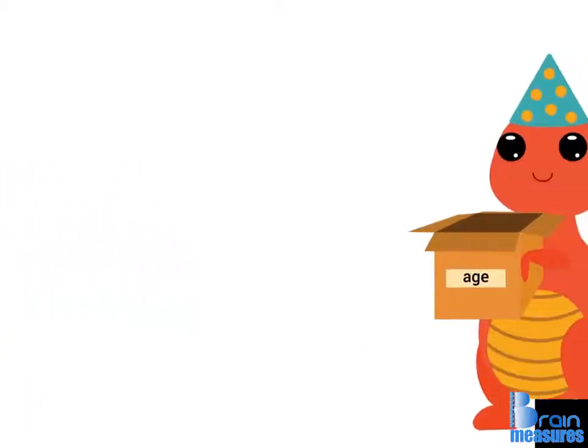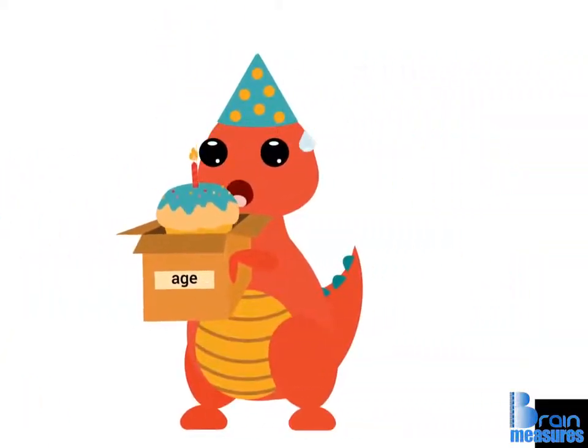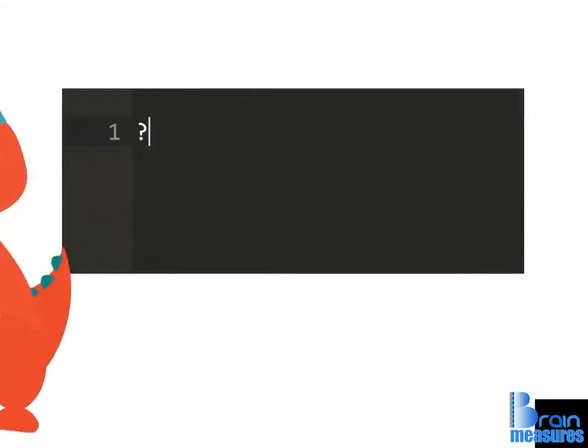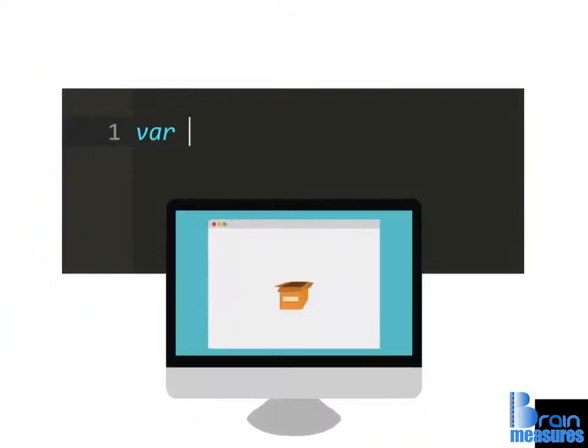Let's try creating another variable together. This one will store your age. In the code editor, start by writing the word var. This tells the computer that we want to create a new variable. Next, write the word age. This will be the label of our box.